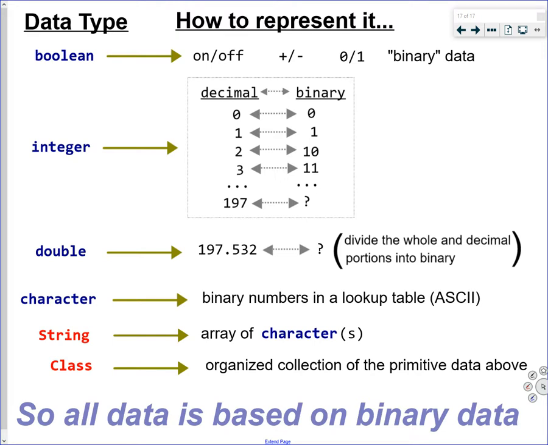Okay? What about characters? Well, as you guys have already seen, characters are also binary numbers, just in a lookup table called the ASCII table. Strings are arrays of characters, so that's okay. And then classes is just an organization of all the primitive data. So in reality, everything is based on Booleans, on binary data. But this is the part that we kind of need to focus on. How do we make a conversion from one system to another? Okay, that's what we're going to learn.